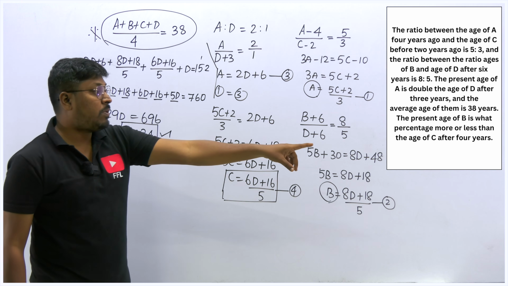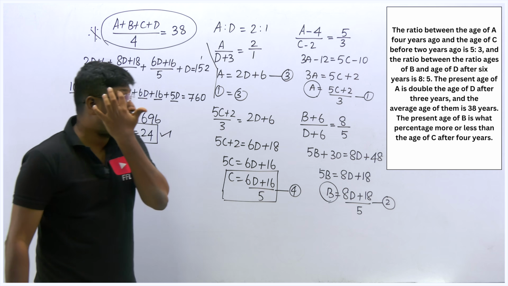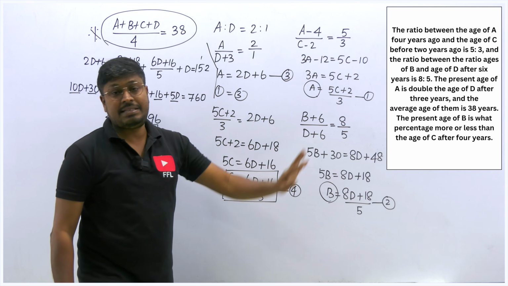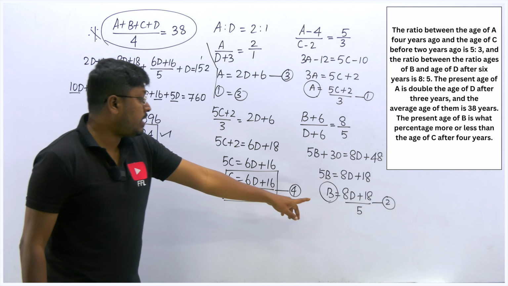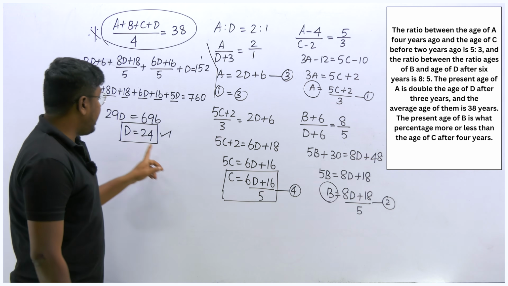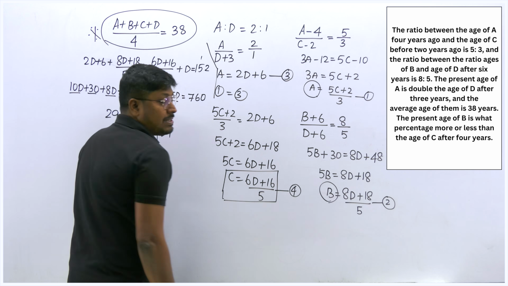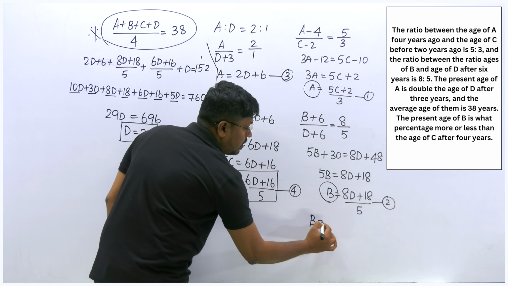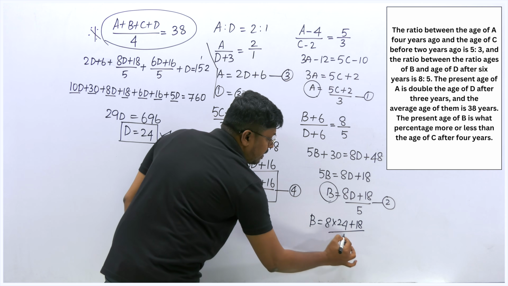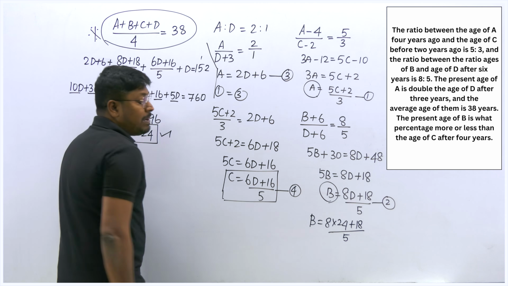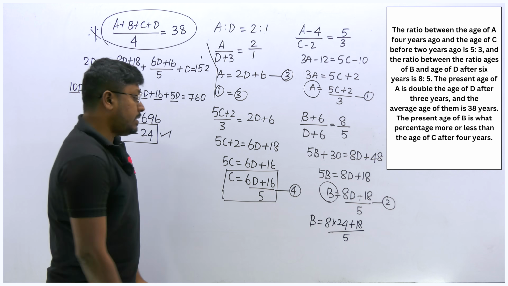So now according to the question, the present age of B is what percentage more or less than the present age of C. So B and C we have to find, right? So first let me target B's age. If we need to find B's age, substitute D equals 24 here. So B equals 8 into 24 plus 18, divided by 5. So this resultant will be the age of the person B, right?